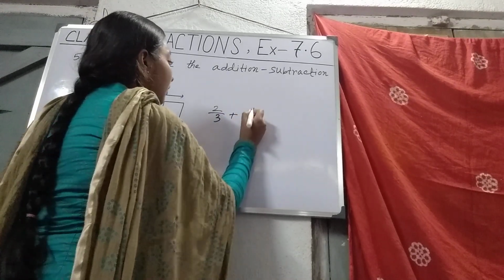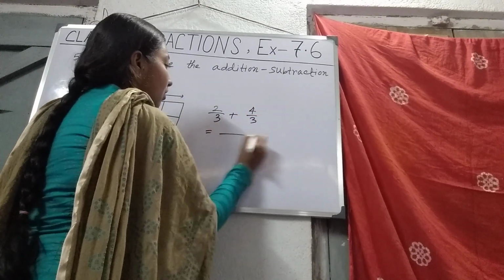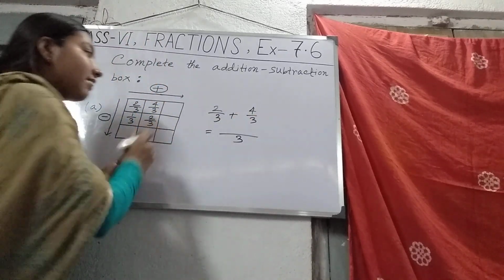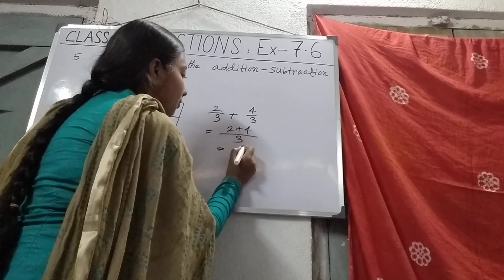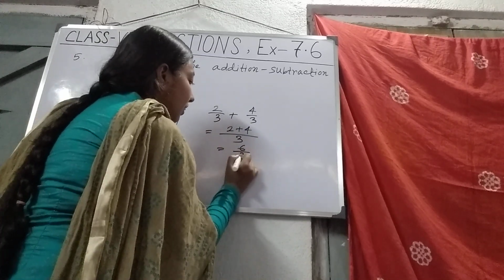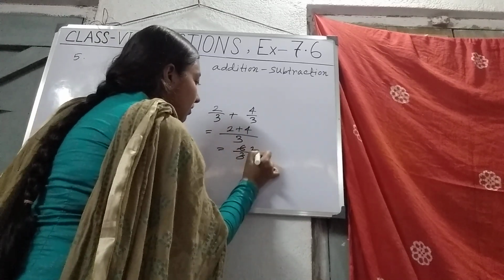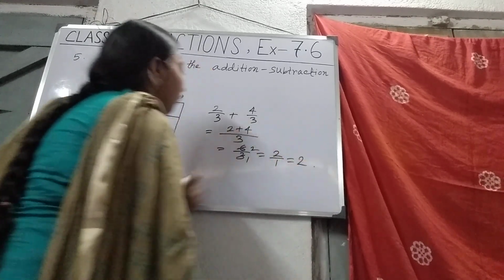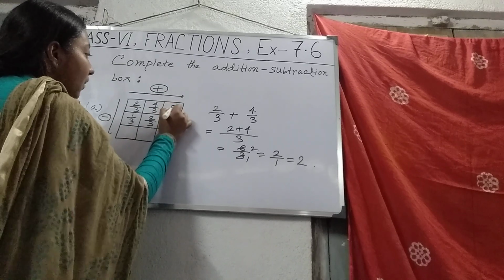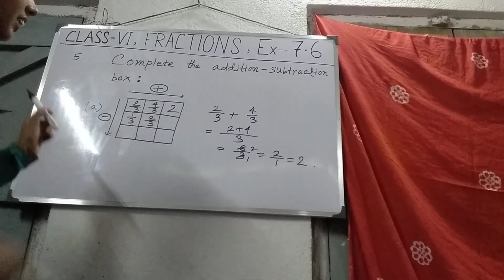Now, if we start adding, moving row wise at first, that means we have to add 2 upon 3 plus 4 upon 3. Same denominator, so we can easily solve them. So 4 plus 2 comes 6 upon 3. So 3 ones are 3, 3 twos are 6. That means 2 upon 1, simply 2. So in this box, the value will be 2.